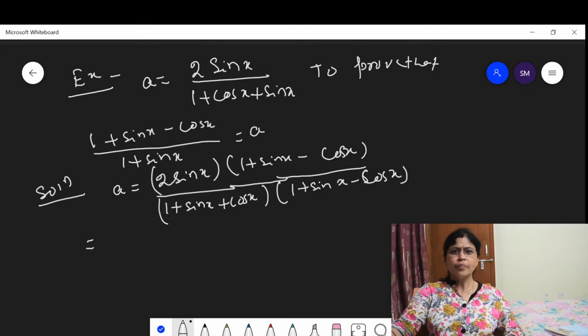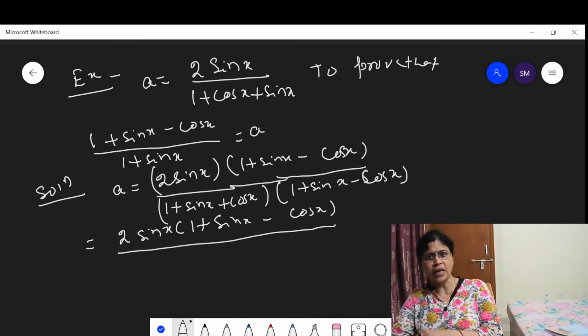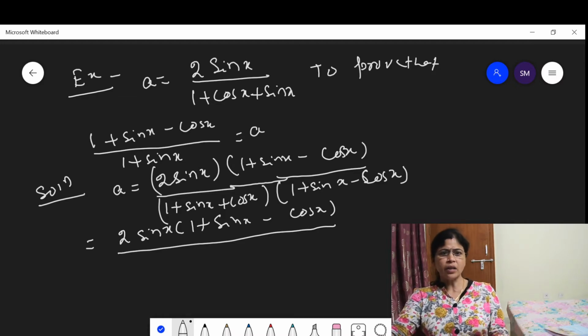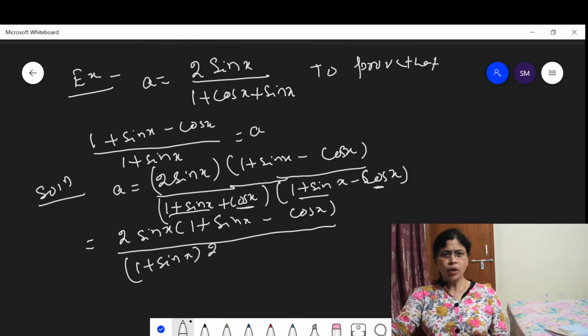Keep the numerator as it is, 2 sin x into 1 plus sin x minus cos x. Then the denominator is 1 plus sin x plus cos x. Look at here, this is in the form a plus b into a minus b. As you know, a plus b into a minus b is a square minus b square. Then this is 1 plus sin x whole square minus cos square x.